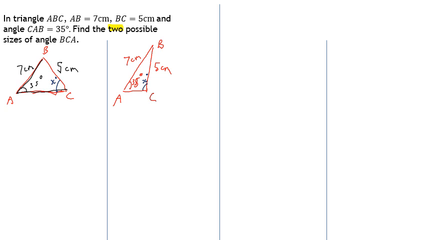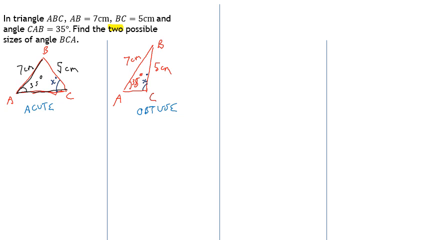What's the big difference between the two diagrams? The big difference is this. This is an acute angle. X is acute, it is smaller than 90. Here, X is obtuse, it is bigger than 90. Good news is we only really need to work it out once, and once we've worked it out once, the other answer is really easy to find.